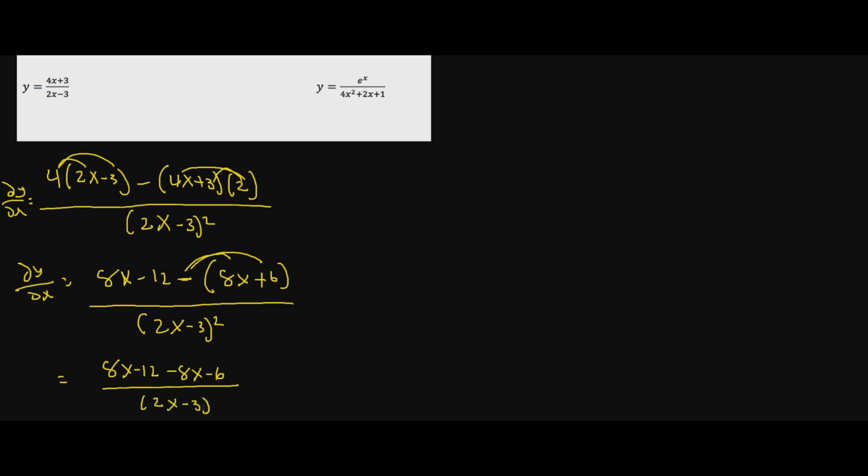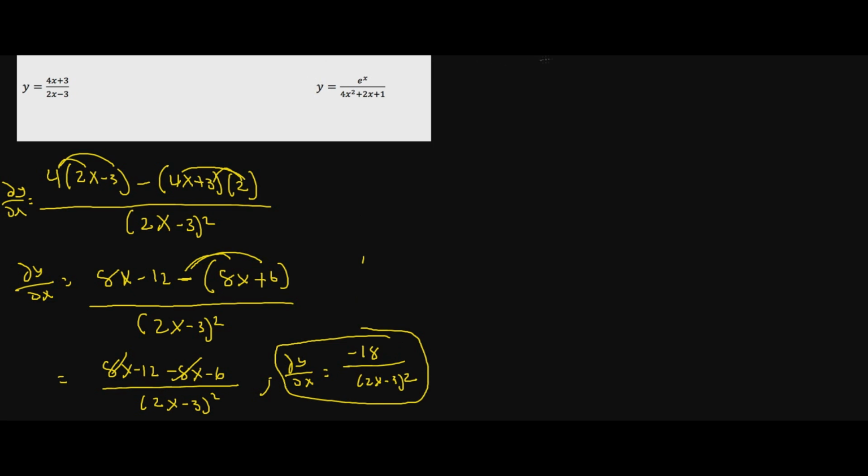You see how that negative sign is so important. It can lead to a serious mistake if we're not careful. 8x minus 8x cancels out. Negative 12 minus 6 is negative 18. So our final result, our final derivative for this problem, dy dx, is going to equal negative 18 over 2x minus 3 squared. Okay, let's go to the second problem here.